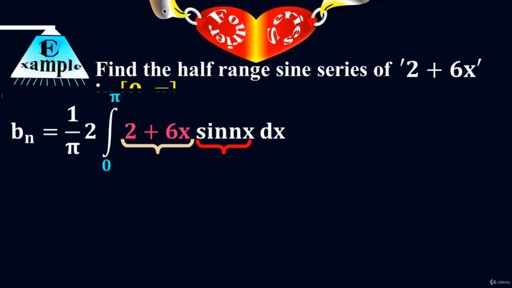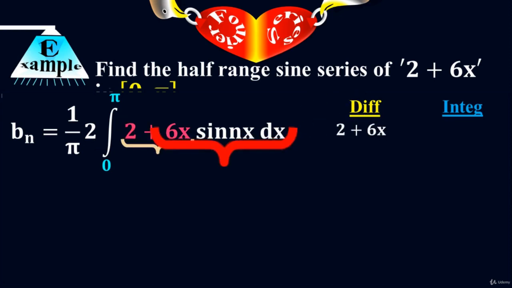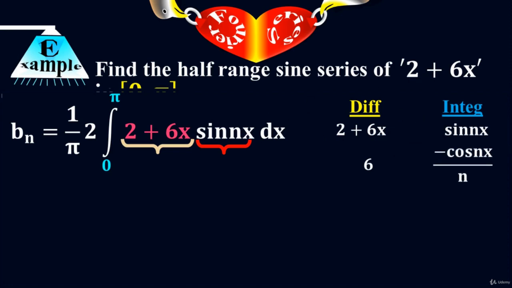But since I have one pure algebraic term, which is 2 plus 6x, I'm going to apply the other method. Put differentiation at one side and integration on the other side. Take the algebraic term under differentiation and the trigonometric function under integration. Derivative of 2 plus 6x is 6. Integration of sine nx is minus cos nx over n. Derivative of 6 is 0. Integration of minus cos nx over n equals minus sine nx over n square. I'm going to stop the process here because I got 0 at the left side for the differentiation panel.